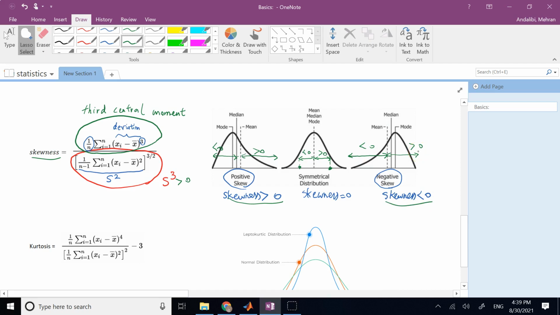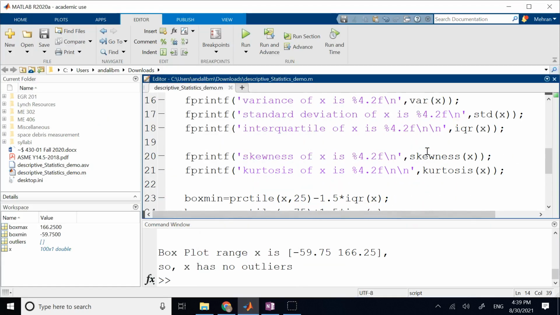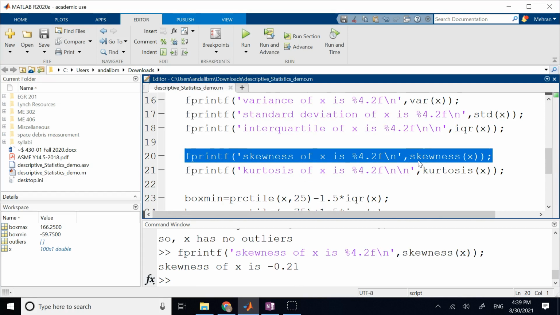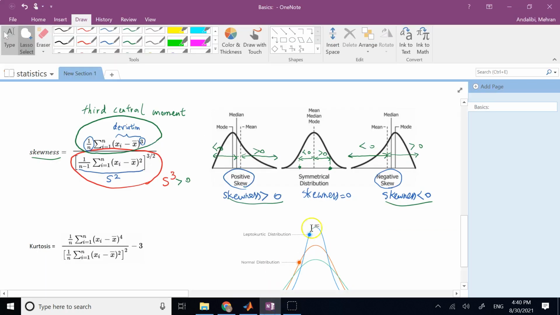Okay, so that is called the skewness, and all you need is to use the command skewness in MATLAB to give you the number. So just call it with the command skewness, pass the vector or the sample to it, and you see here the skewness of this set of data is negative 0.21, which means it is going to have the long tail on the left, or the higher frequencies on the right of the average. Finally, we have kurtosis.